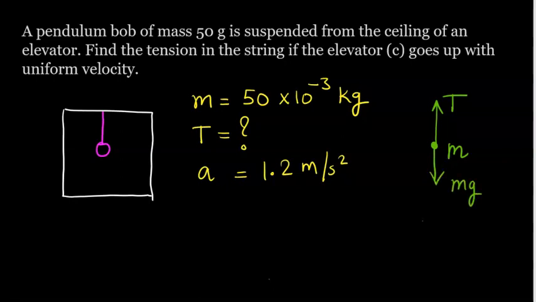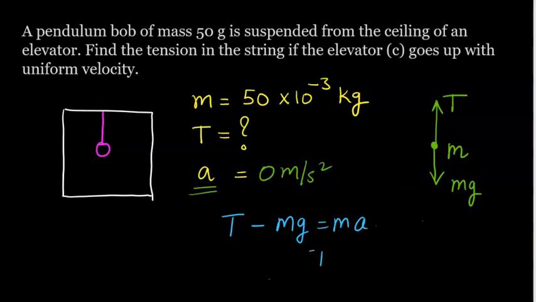Now it is going with uniform velocity, so here the acceleration is no longer 1.2 meter per second square. It is 0 meter per second square rather. So 0 meter per second square means that the acceleration is 0, which means that it is going with uniform velocity, and vice versa. So now here T will be equal to mg because no net acceleration is there, or you can see it as T minus mg is equal to ma, but ma is 0, so T equals mg. So I will write over here again T equal to mg.